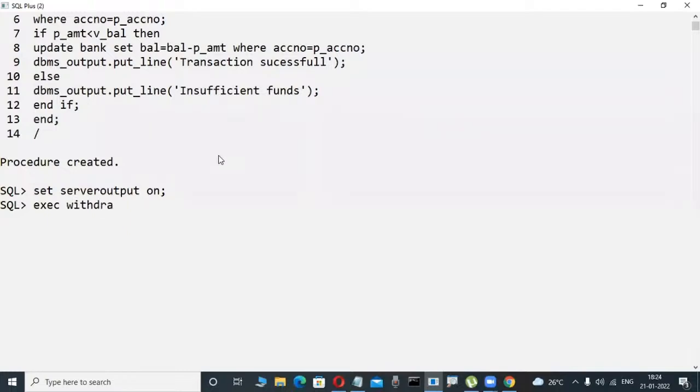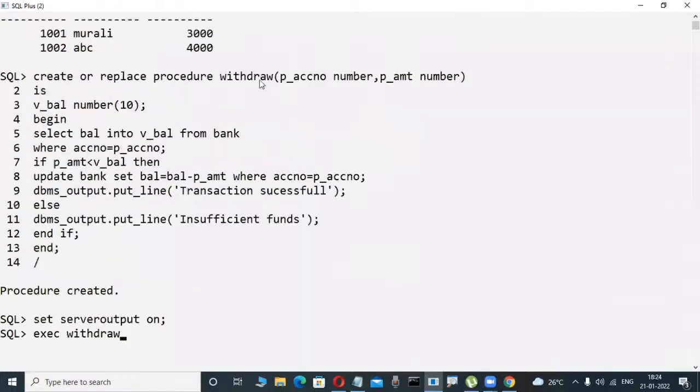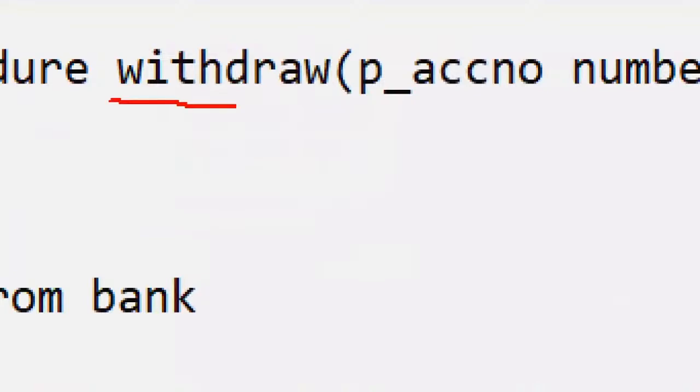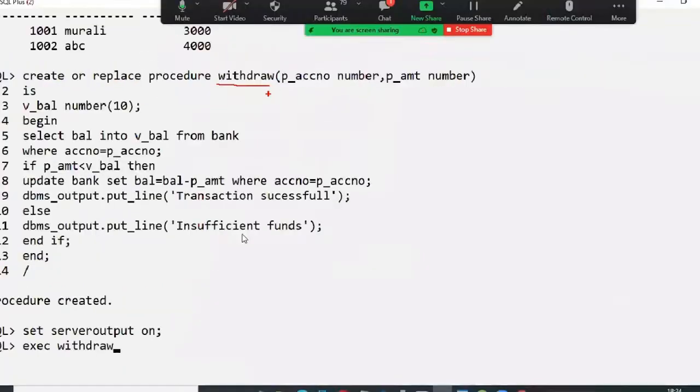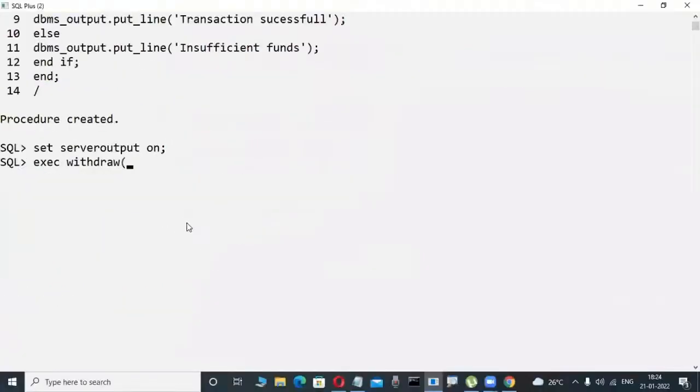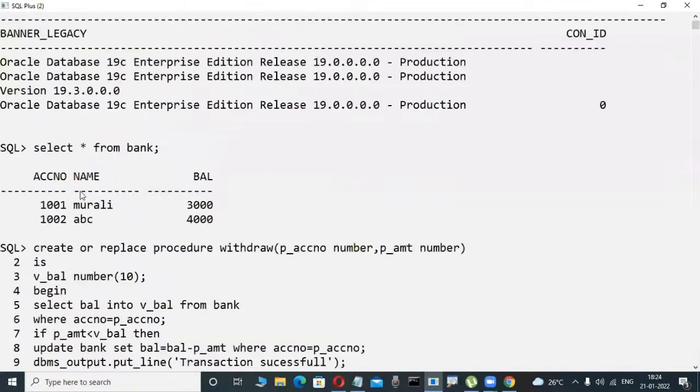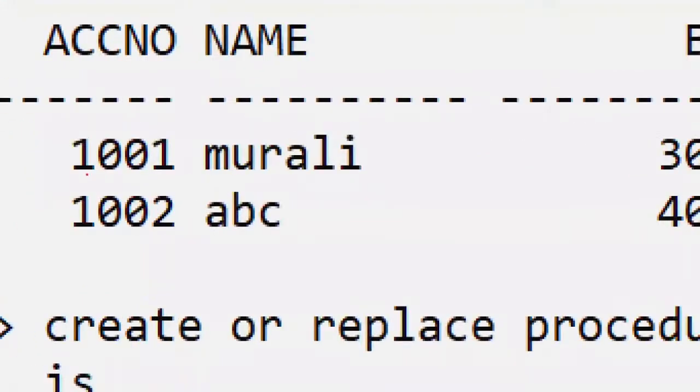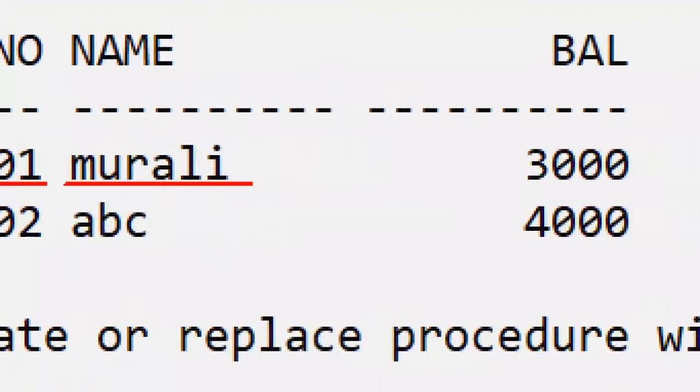You may not have an idea about all these things. Just observe here: withdraw is there or not? That is the name of my program I'm giving. Okay, fine. Here my account number 1001, I'm passing, comma, I try to withdraw 9,000 rupees, for example. Observe here, slowly observe, in this table. Scenario, observe the logic. 1001 is my account number. Murali is my name.